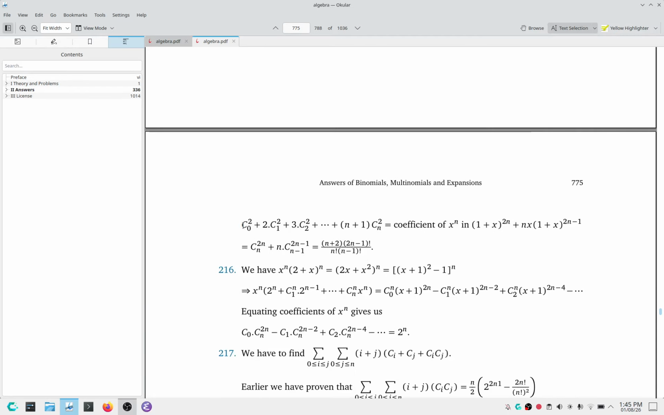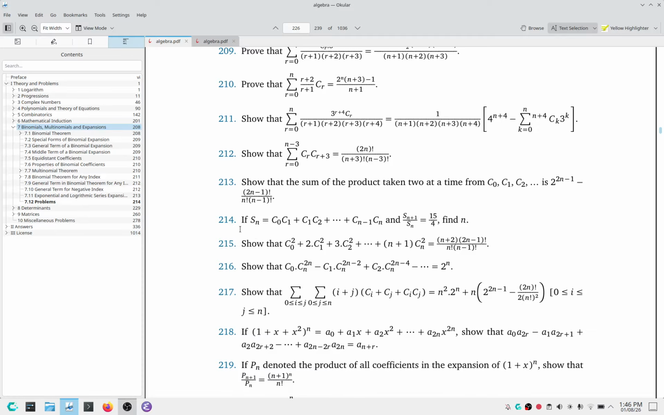Equating the coefficient of x to the power n will give you the left hand side, and the right hand side becomes the coefficient of x to the power n in (1+x)^(2n) + n(1+x)^(2n-1). So it becomes 2nCn + n times (2n-1)C(n-1), which is equal to (n+2) times (2n-1)! upon n! (n-1)!.